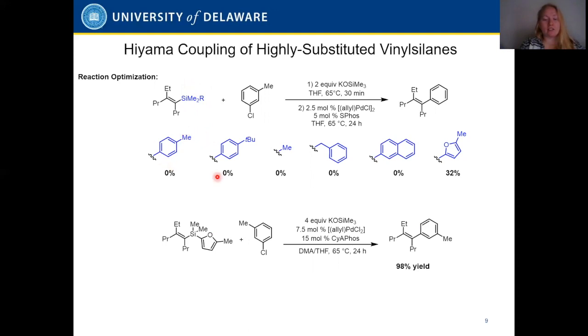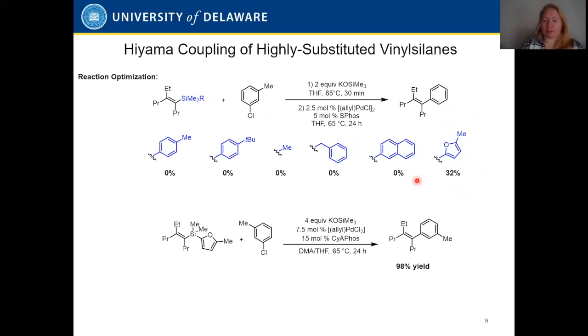By increasing the electron density in the silicon center, unfortunately, she did not see any improvement in yield, nor with alkyl substitution at the silicon. She also tried naphthyl substitution in order to see if breaking aromaticity could facilitate the protodesilylation step. However, that didn't work as well. Finally, she found a furyl substituent. She synthesized a furyl-substituted vinylsilane, and we were pleased to see that this actually did give a yield of the expected tetrasubstituted alkene, which we hypothesize is because the furan can stabilize the carbocation in the protodesilylation intermediate.